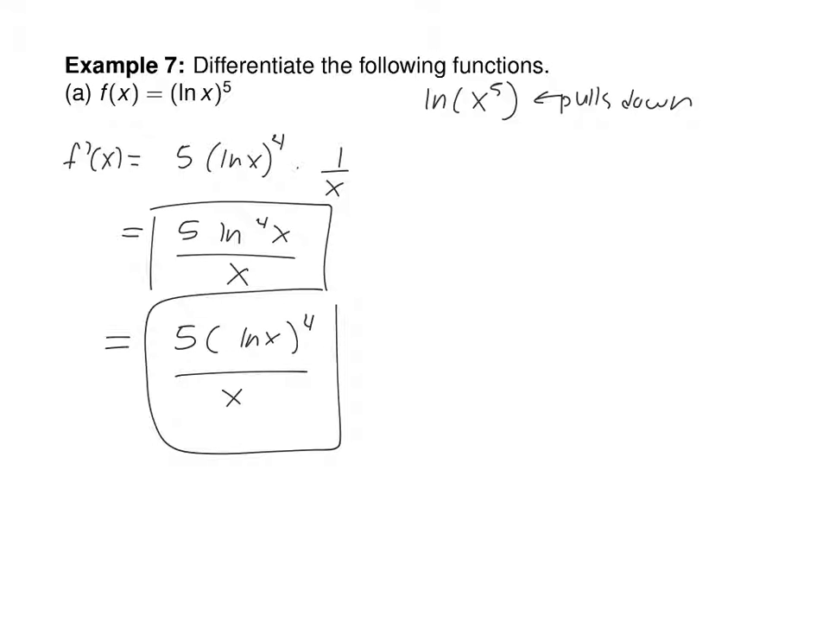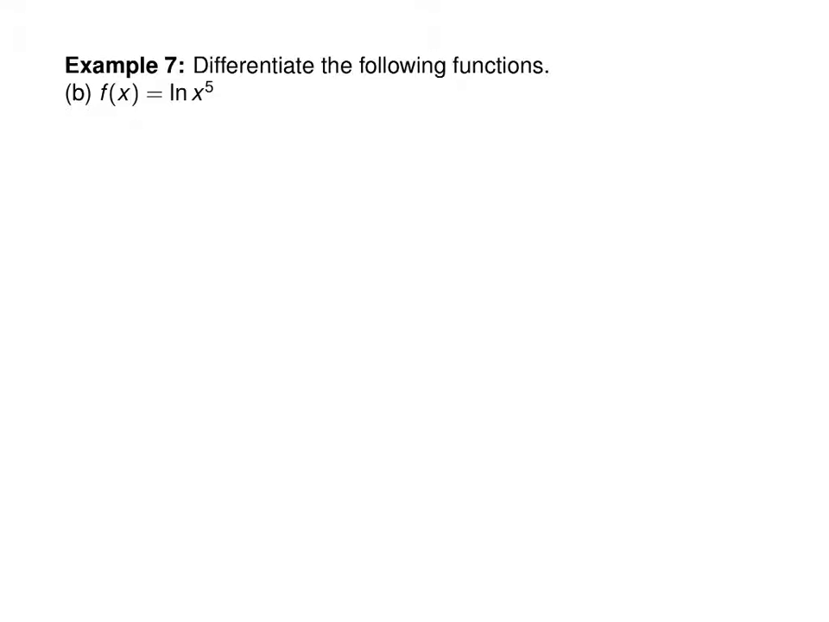Okay. Now part B is different, right? No parentheses now. So now can the power pull down? Yes. So now this is 5 ln of x, and f prime of x is just going to be 5 over x, right? Would you get the same thing if you didn't see the expansion? Yes, and it would be a little bit harder.